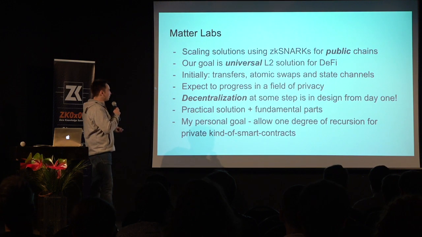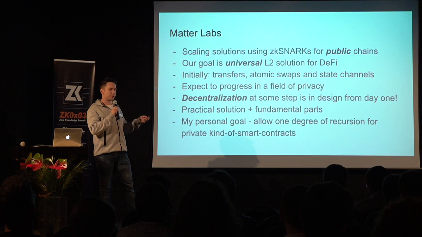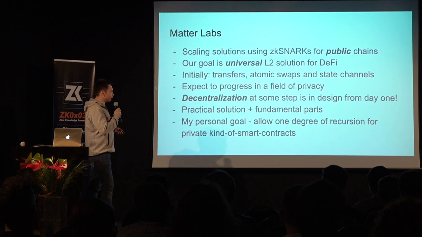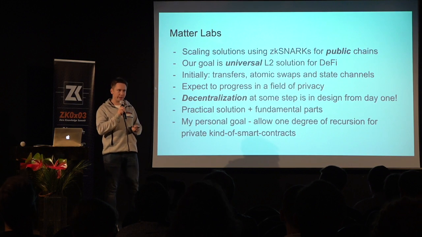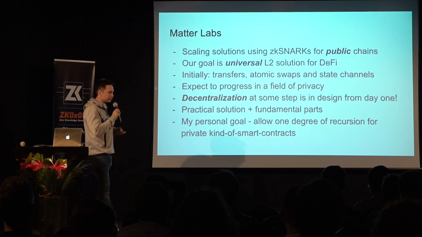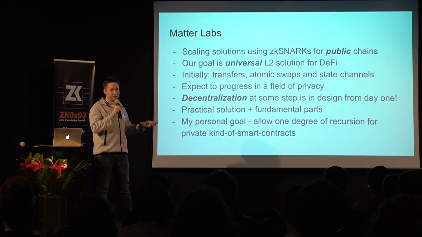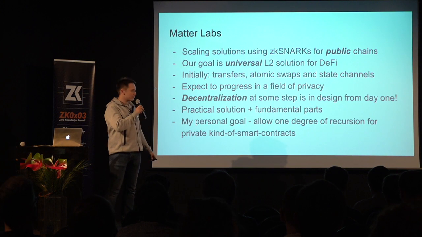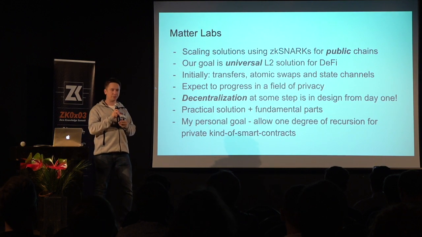So right now, we're working on a level 2 solution, or just sidechain, how people call it, which is using zkSNARKs for transaction aggregation and scaling of the public chains. And public is important here. We need existing primitives, so we use what we have in Ethereum right now. Our goal is a universal solution in some sense, and I will speak a little bit about it later.